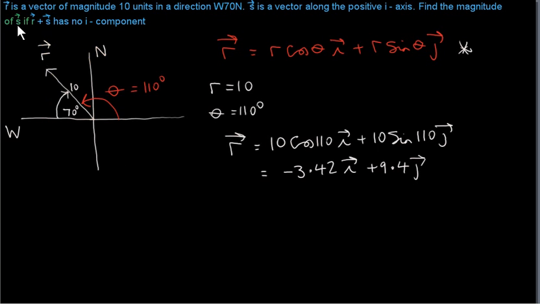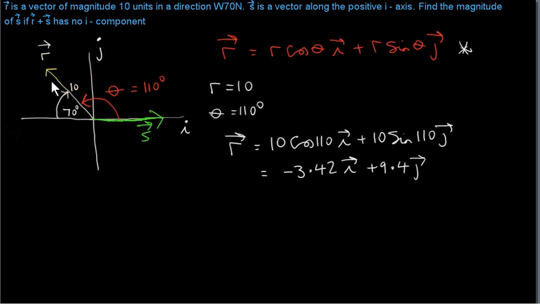Now we're interested in a vector S, where S is a vector along the positive y-axis. That means that S looks like this. It's pointing in this direction. But it's not just any old vector pointing in the positive j direction. It's got the property that when we add vectors R and S together, we get a vector that has no i component. Let's look at the example I've shown here on the diagram, just to explain what this question is all about. Suppose we try to add R and S as you see them here.